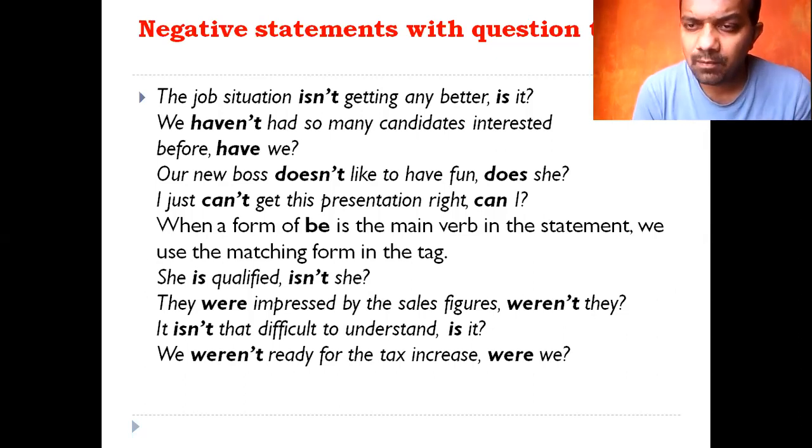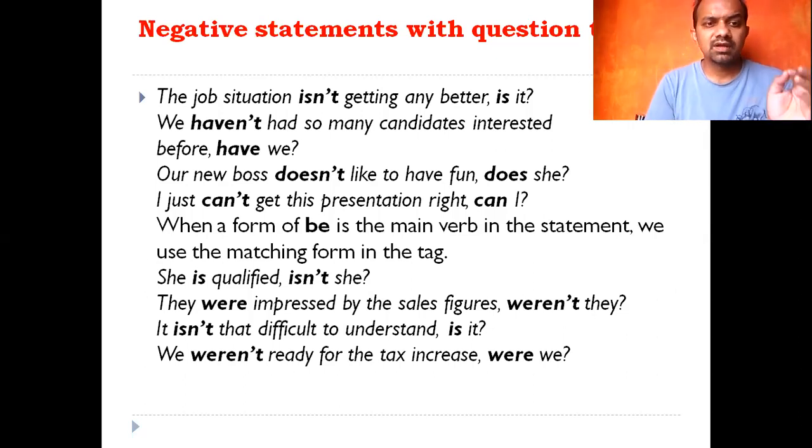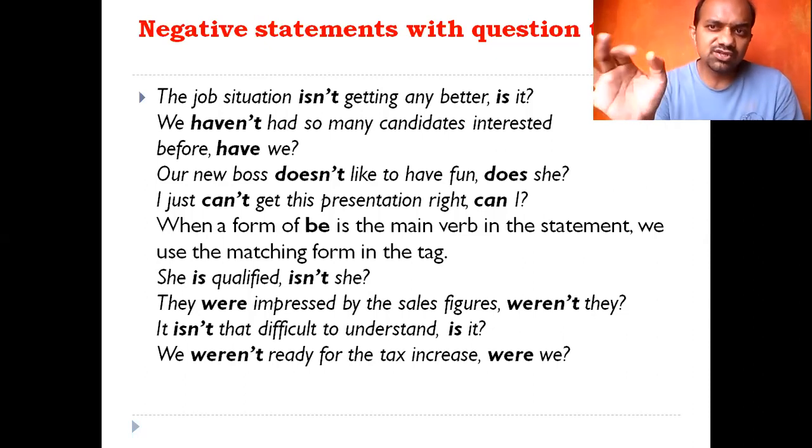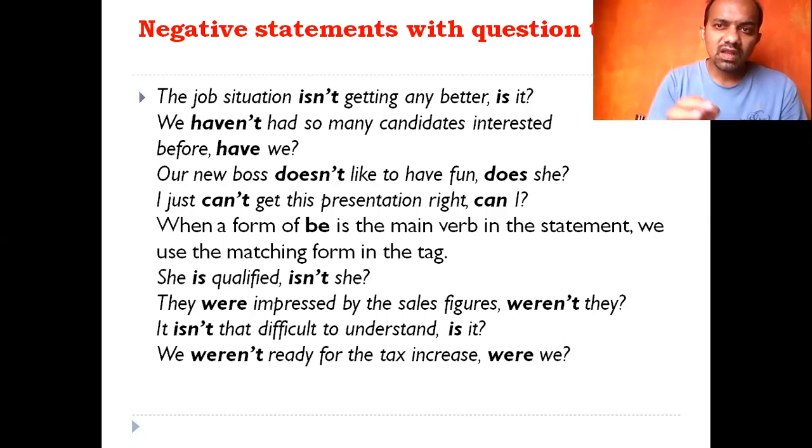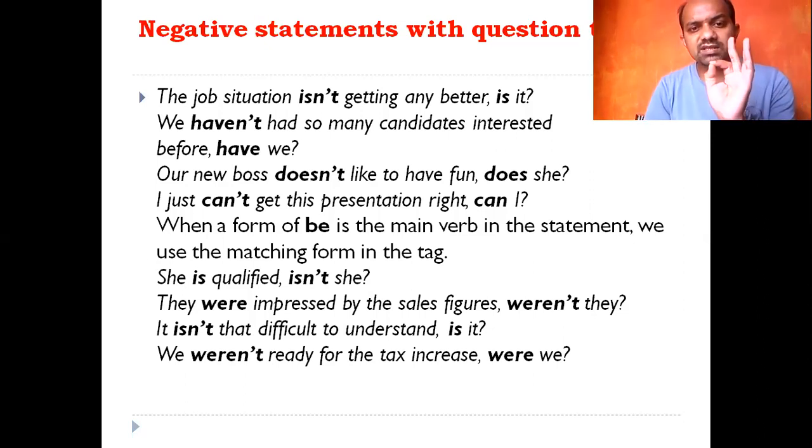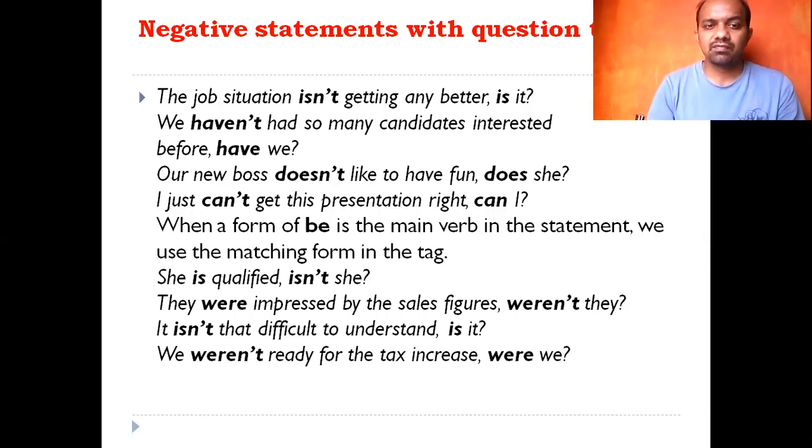For example, more examples. She is qualified. Is is the auxiliary verb. Isn't she? Isn't she? Question tag. They were impressed by the sales figures. Weren't they?